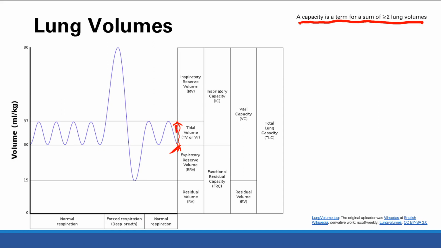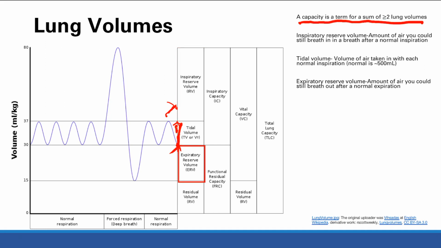Next is the inspiratory reserve volume. So this is a normal inspiration, right? But the inspiratory reserve volume, what does that mean? It's the reserve. So how much more inspiration you could do after a normal inspiration. So that's what it is. It's exactly this. How much more air you could breathe in after a normal inspiration. Tidal volume we talked about.